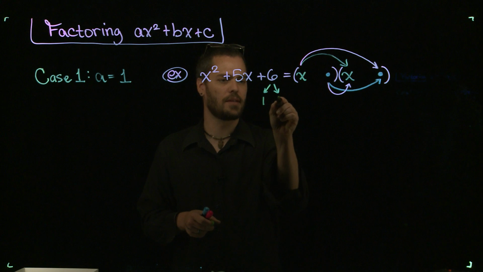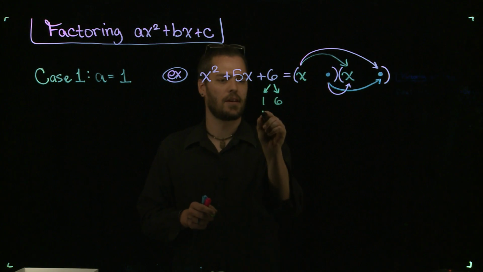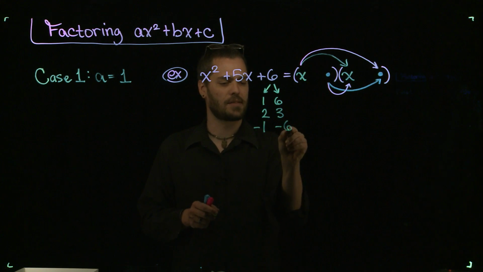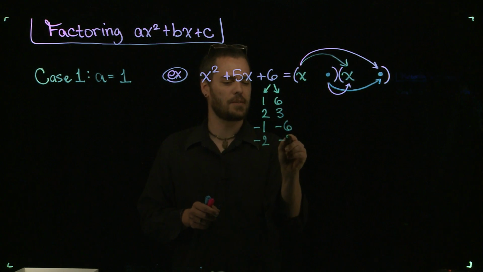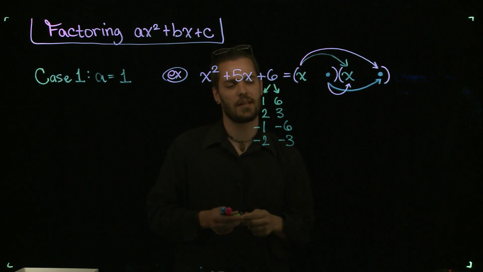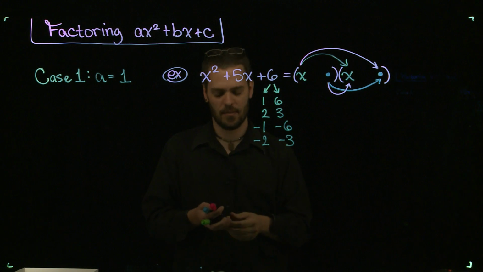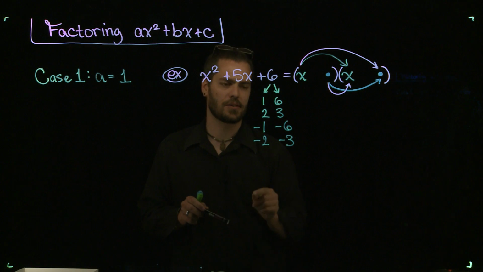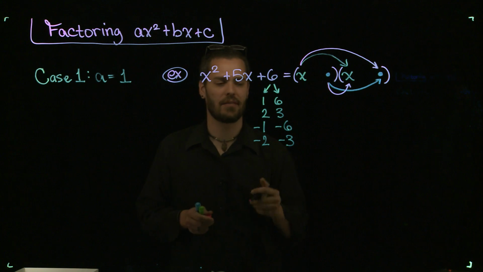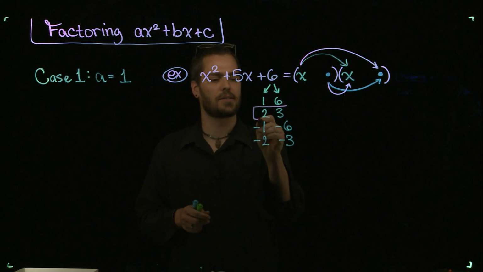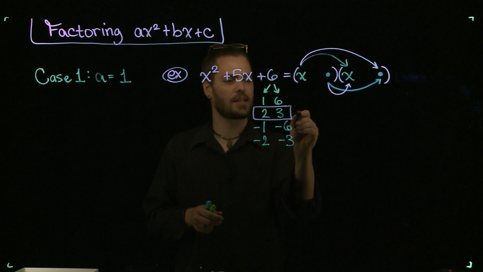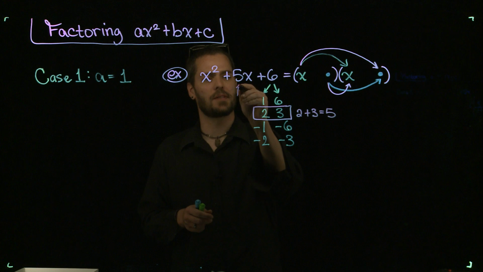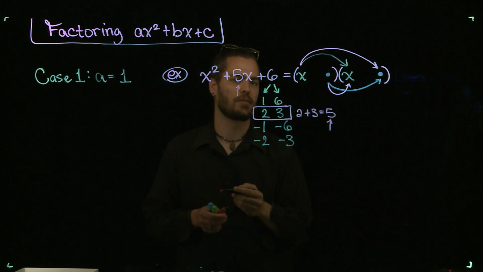So for example, 1 times 6 is 6. 2 times 3 is also 6. Negative 1 times negative 6, negative 2 times negative 3. And so this is just kind of a list of the integer factors that produce that number. Out of this list, which of those factors also sum to give me 5? And it turns out these guys do right here. 2 times 3 is 6. 2 plus 3 is 5, which is the middle term that I'm looking for.